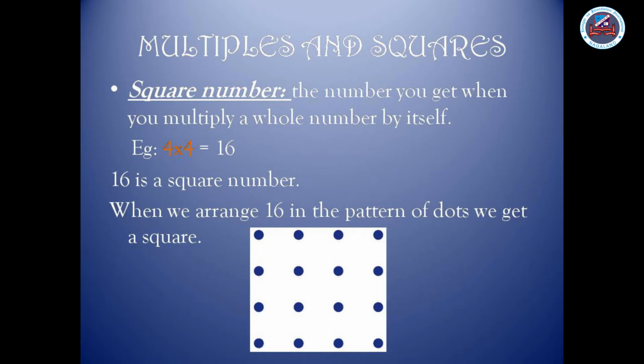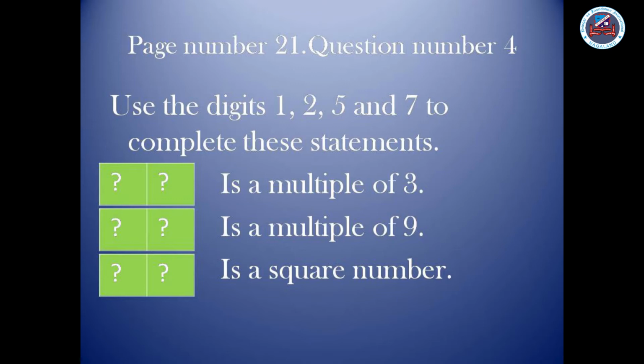Square number. The number you get when you multiply a whole number by itself. Example, 4 into 4 equals 16. So 16 is a square number. When we arrange 16 in a pattern of dots, we get a square. Page number 21, question number 4. Use the digits 1, 2, 5 and 7 to complete these statements.